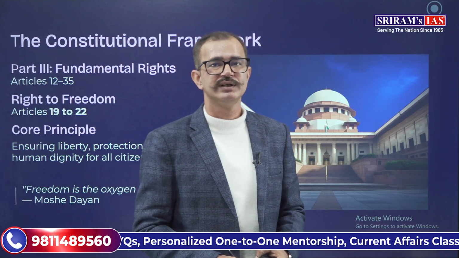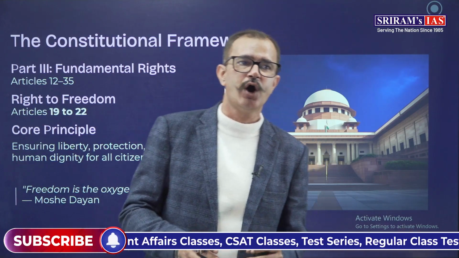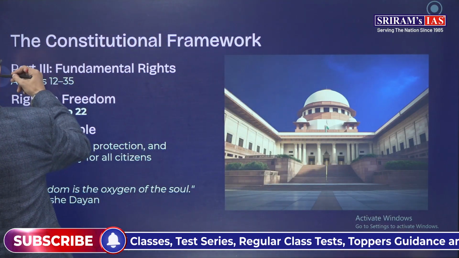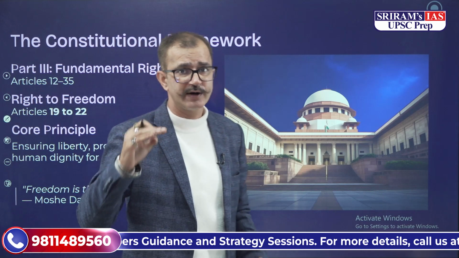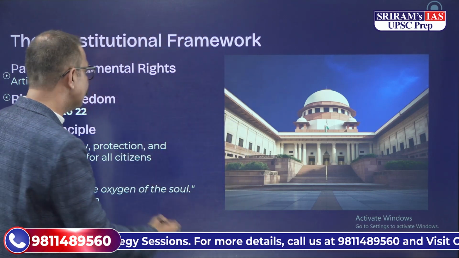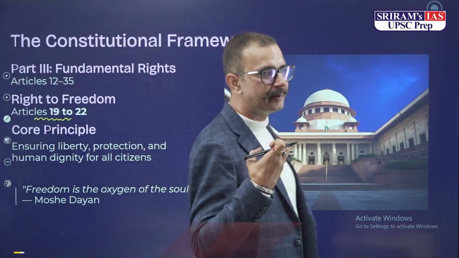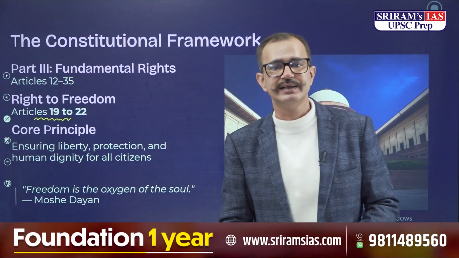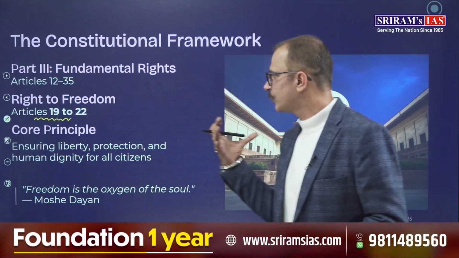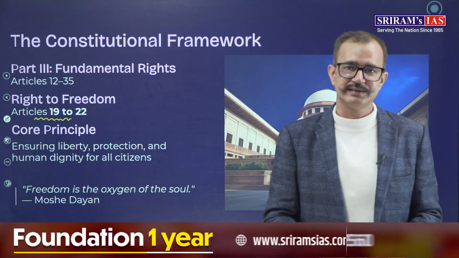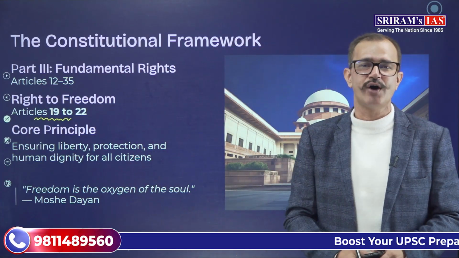Now, when we talk about the right to freedom, it is again a fundamental right given under Part 3 of the Constitution, and Part 3 covers the articles from Article 12 to 35. But we are talking about the right to freedom, which has been enshrined under Articles 19 to 22. The major motive for providing the right to freedom was to ensure liberty, that is freedom, and also protection and human dignity for all the citizens. Because, as had been rightly said by Moshe Dayan, freedom is the oxygen of the soul.